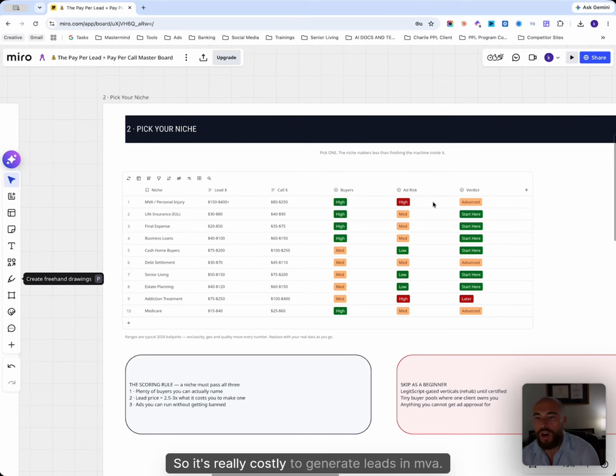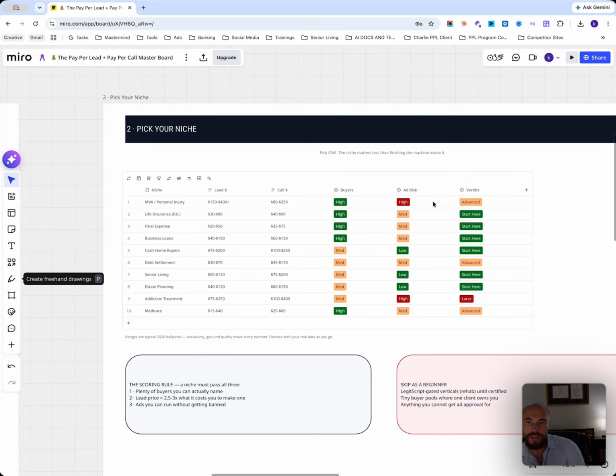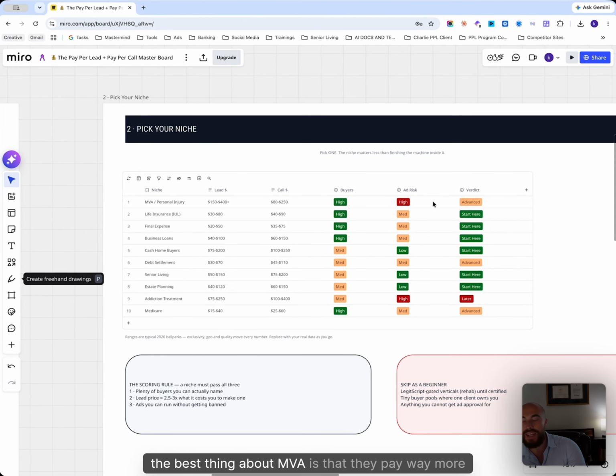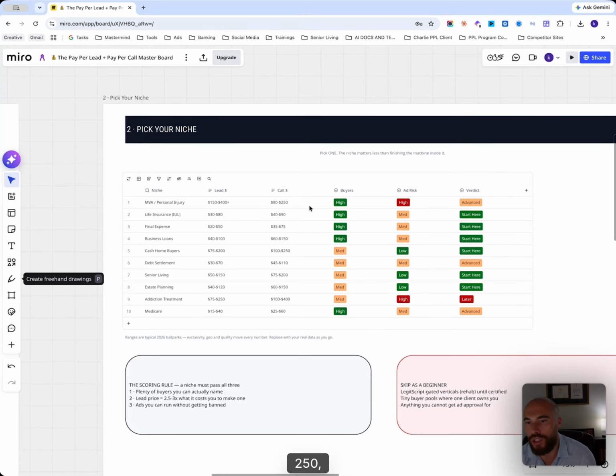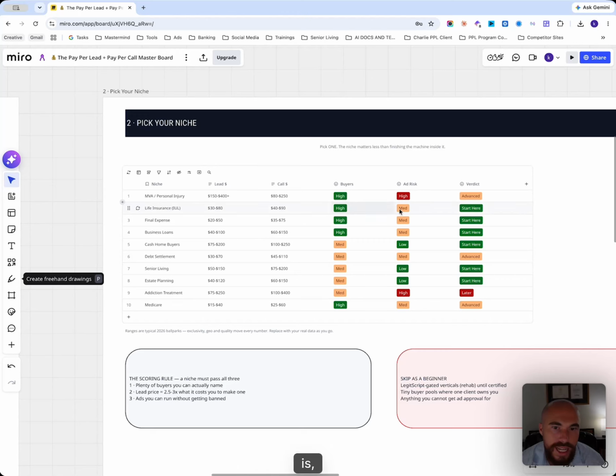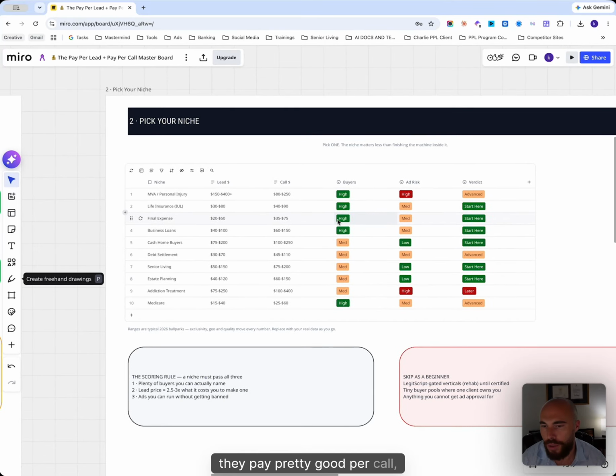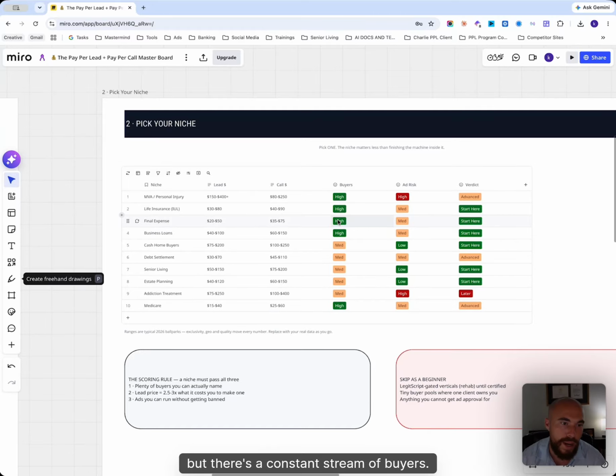So it's really costly to generate leads in MVA, but the best thing about MVA is that they pay way more for calls, right? You can get up to like 250, 300 a call even, but it's really advanced. Where life insurance is more beginner friendly, they pay pretty good per call, but there's a constant stream of buyers.